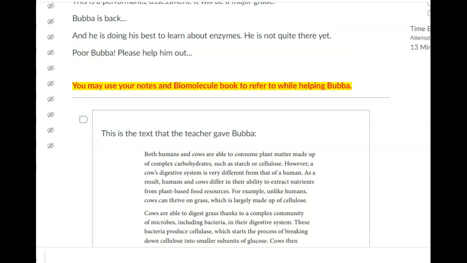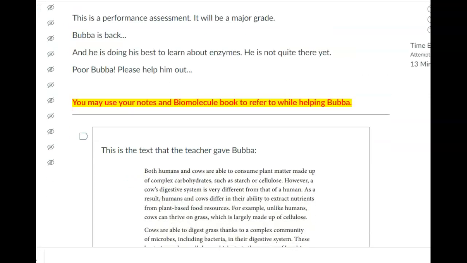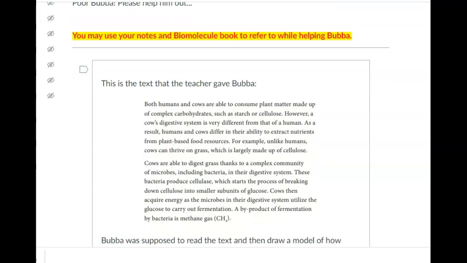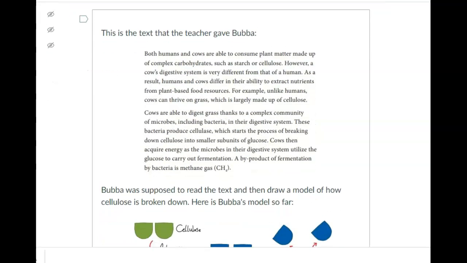The other key point I want to point out: you can use your notes, and I'll go over which notes and where to get those would have been best. In every performance we've had, there's been some kind of text you need to refer back to. This is the text. This one reaction in the text is what you need to refer back to for most of this performance assessment. So, Bubba, just like you would be in class, you were given this piece of text and you needed to read it.